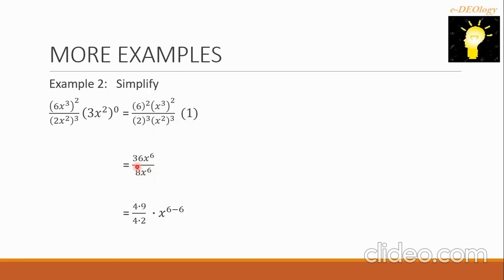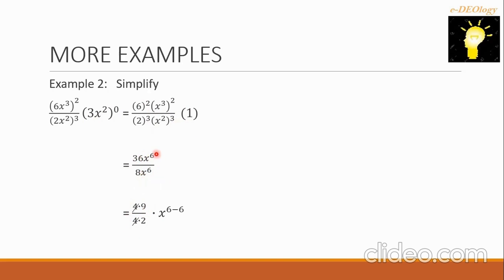Next, we're going to factor out the 36 and also the 8. And we can see that if we factor out the 36, it becomes 4 times 9, and the 8 becomes 4 times 2. And we can see a common number here, 4 and 4. Then later on, we can cancel that.